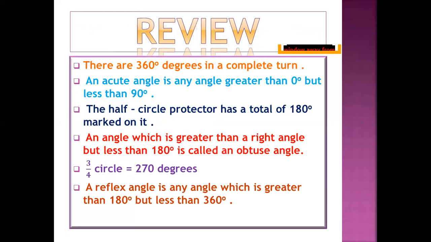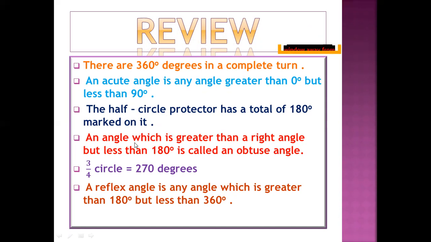This is a review of your previous knowledge. You have done this in class 4. When you see the screen, maybe you remember that you have done all these points. There are 360 degrees in a complete turn. Complete turn means in a circle, there are 360 degrees. An acute angle is any angle greater than 0 but less than 90 degree. This is called acute angle. The half circle protractor has a total of 180 marked on it. It means that in a semicircle there are 180 degree.